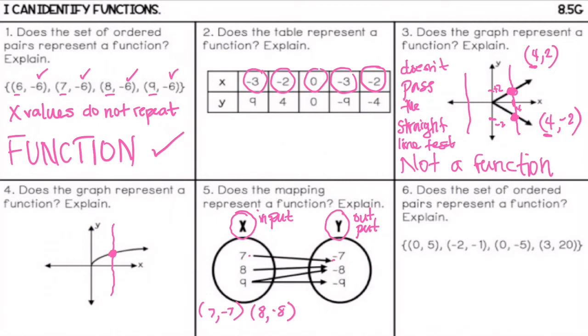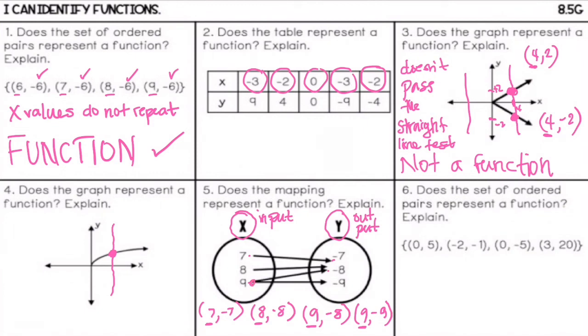I also have an arrow going from 9 to -8. And I have another arrow, fourth arrow, going from 9 to -9. What do I notice about my X values here? 7, 8, 9, 9. Do I have any that are repeating? Yes, we see the 9 repeating.